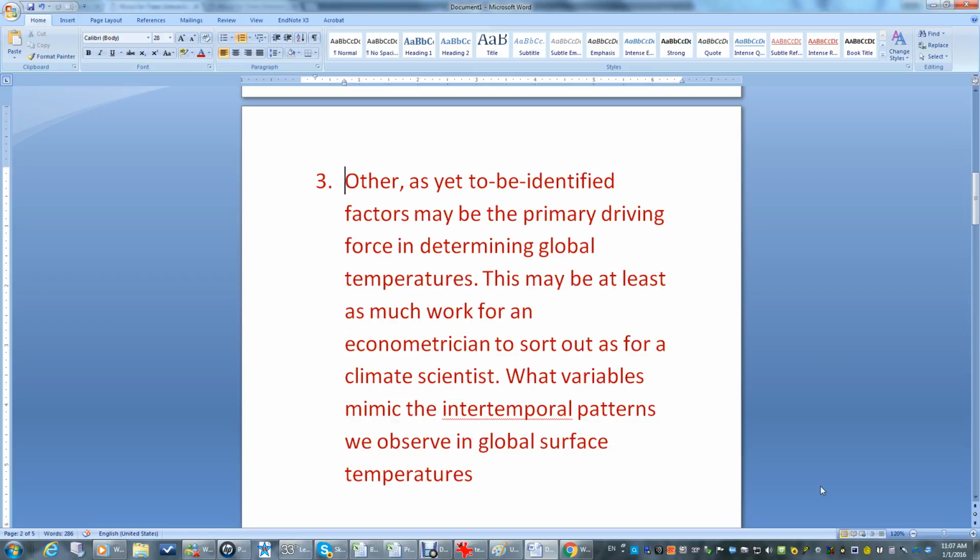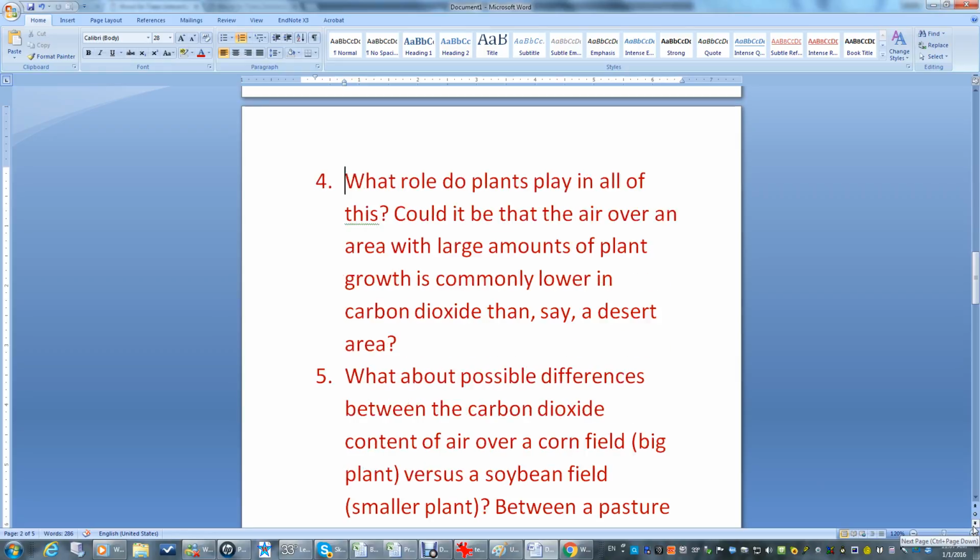What variables mimic the intertemporal patterns that we observe in global surface temperatures more accurately than either a simple time trend variable or a carbon dioxide measure out of Mauna Loa? This is, in my mind, a very basic research question that hasn't been adequately addressed. Then the next question that comes to mind is, what role do plants play in all of this?